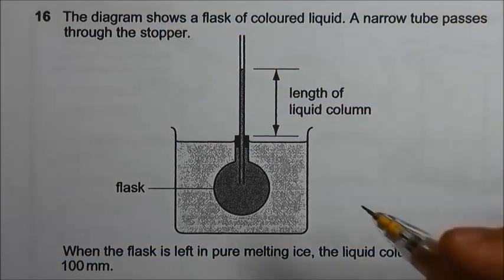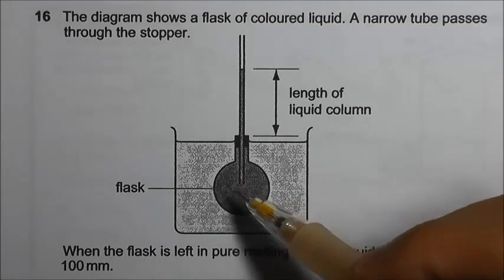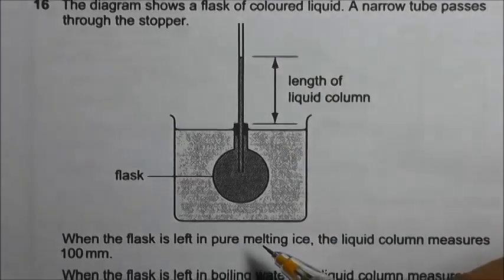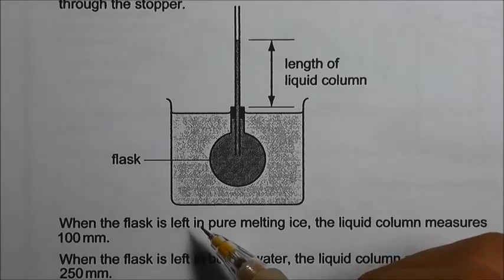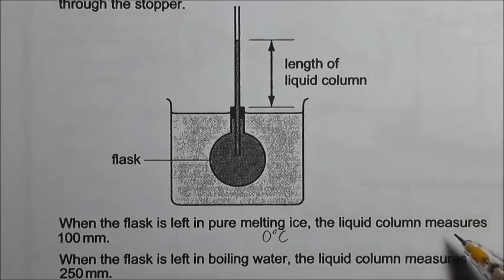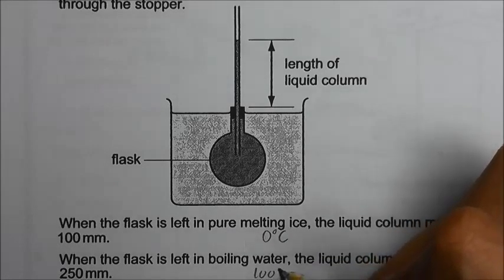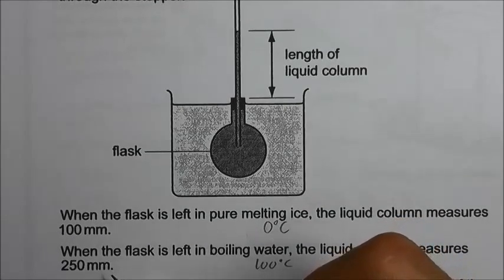Okay, we have a setup of a liquid in glass thermometer. So when the temperature increases, the length of the liquid column should increase. Okay, so now let's look at the data. When the flask is left in pure melting ice of 0 degrees Celsius, the liquid column is 100 mm. So when it's left in boiling water at 100 degrees Celsius, the liquid column measures 250 mm.